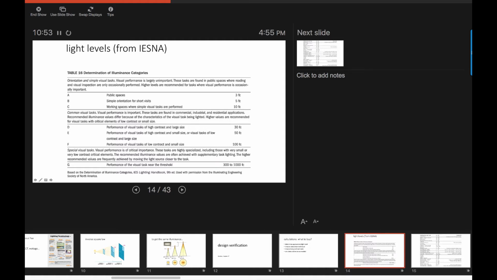For visual tasks of high contrast, this might be something like reading a book, you're looking at 30-foot candles. And detailed things like making models is probably 100-foot candles. So these are general standards.